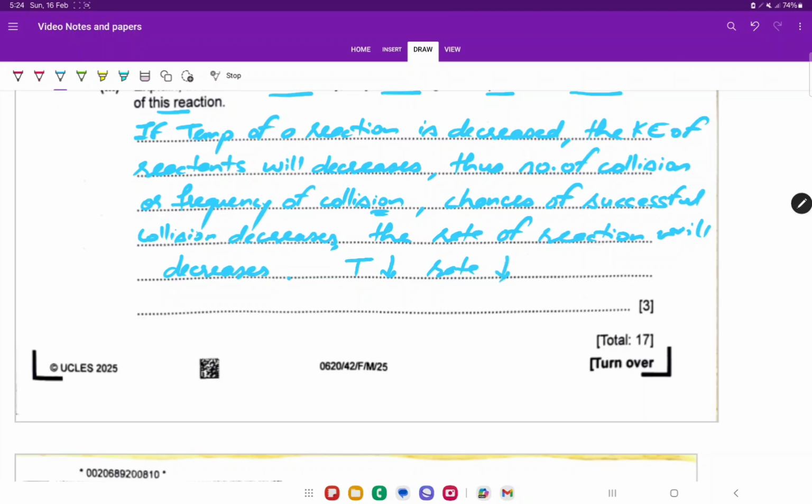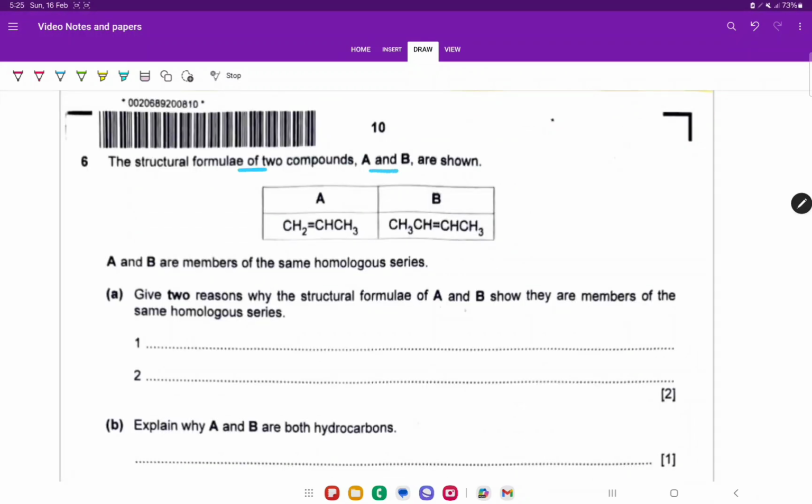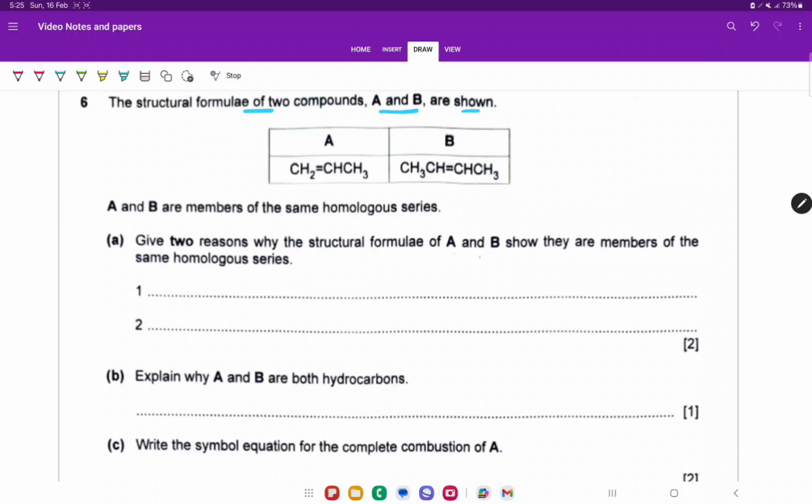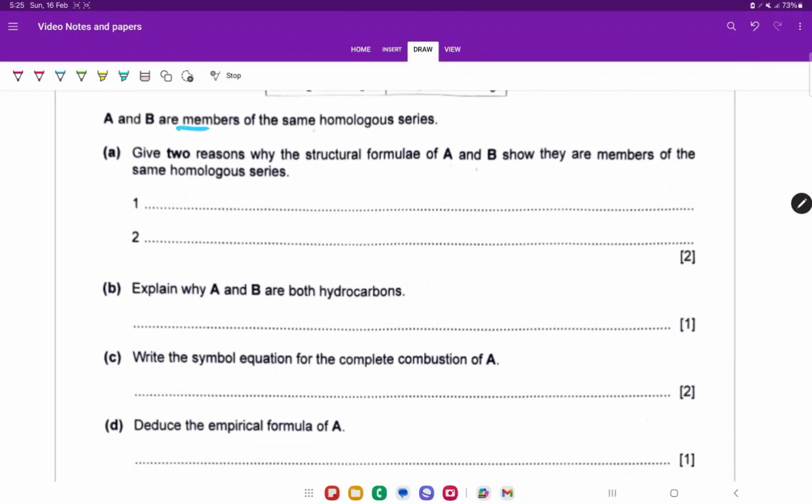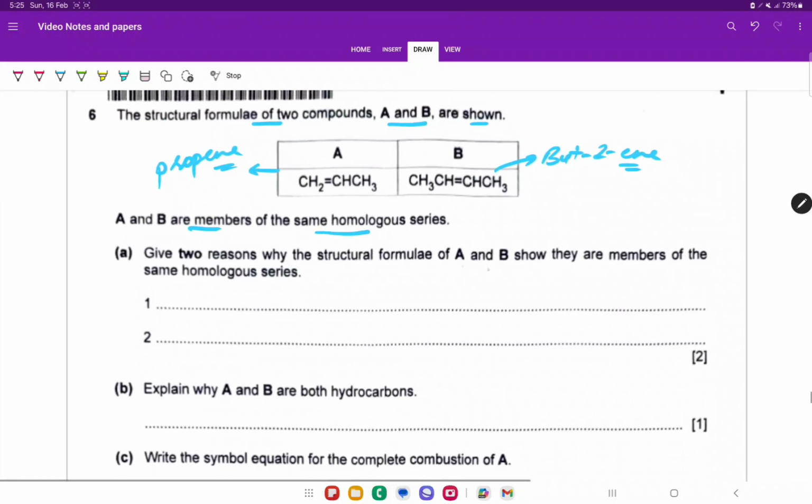The structural formulas of two compounds A and B are given here. A is CH2 double bond CH CH3 and B is CH3 CH double bond CH CH3. This is propene, double bond is there, and this is butene because double bond is on second carbon. A and B, they are the members of the same homologous series. Yes, they are the members of alkene series.